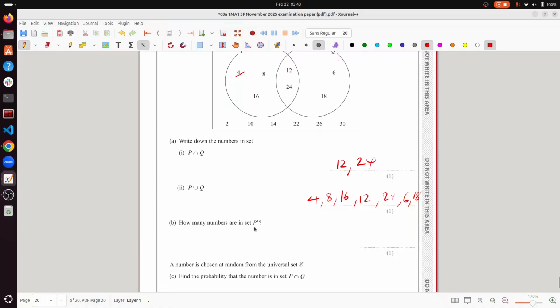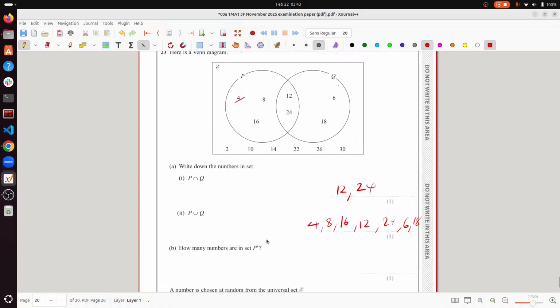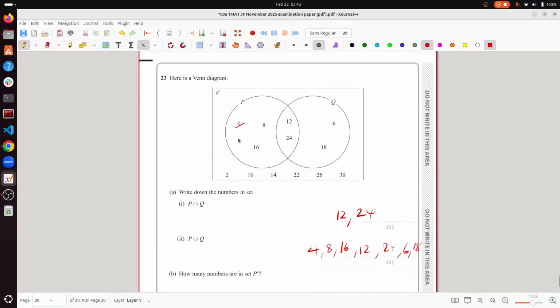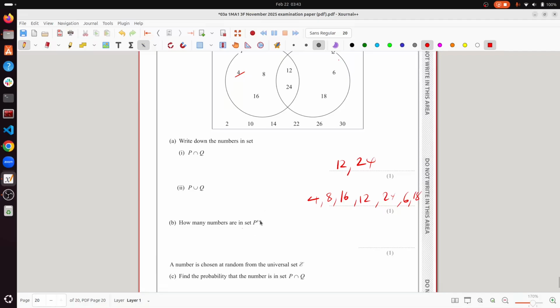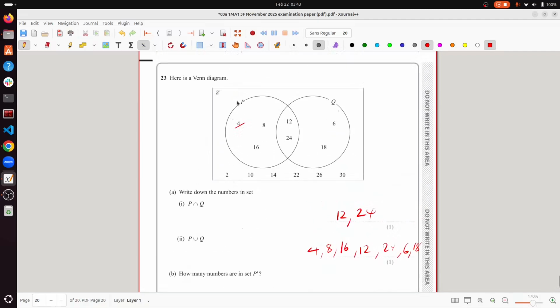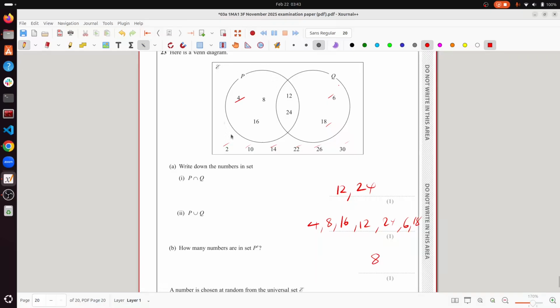How many numbers are in the set P prime? Let me increase that a bit. So P prime, they're asking for how many numbers are in the set P prime. So everything that is not inside of P. They're just asking for how many numbers, and the numbers that are not inside of P, we have 8 numbers that are in set P prime. So they don't belong to P.